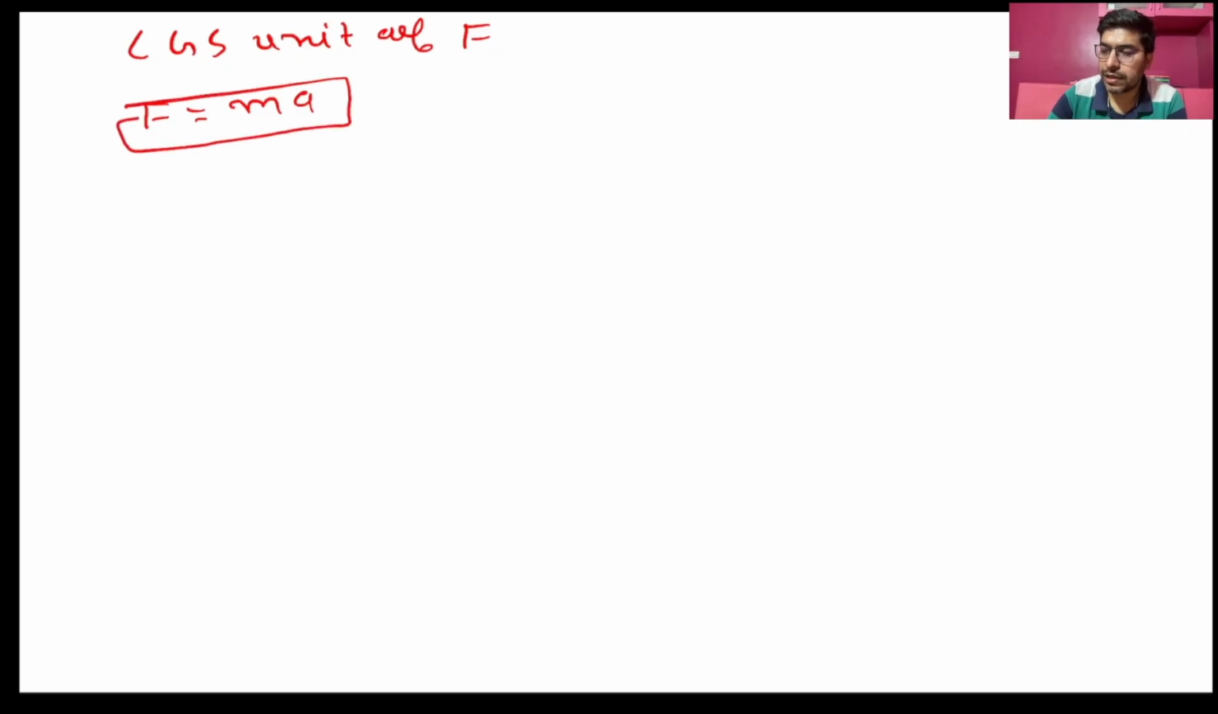Next, we have to discuss the CGS unit of force. We already know F is equal to m into a. So for the CGS unit of F, the CGS unit of mass is gram, and a is centimeter per second square. So the CGS unit of force is gram centimeter per second square. This quantity is known as dyne.